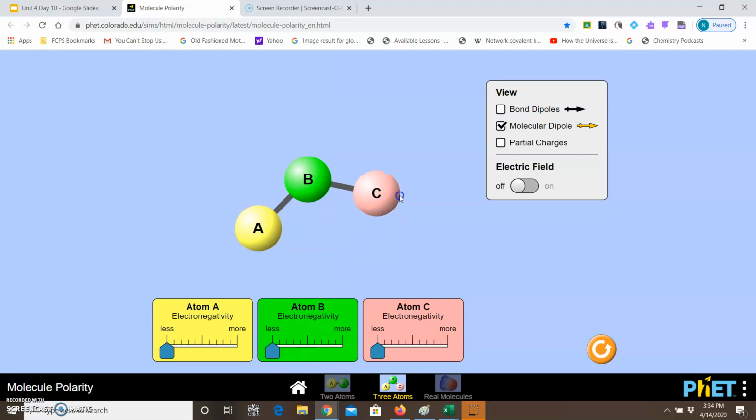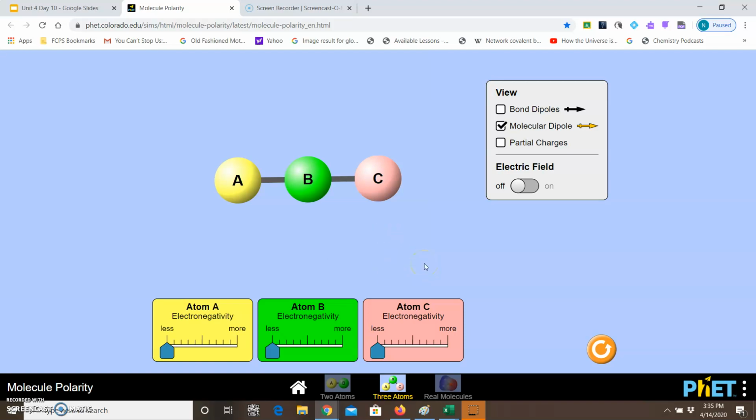The other thing I want to do is make it linear. And to do that, you just click on the atom and drag it up. So I'm just going to drag that up. And now we have a linear molecule. All right. So we have a linear molecule and it's nonpolar because they all have the same electronegativity.